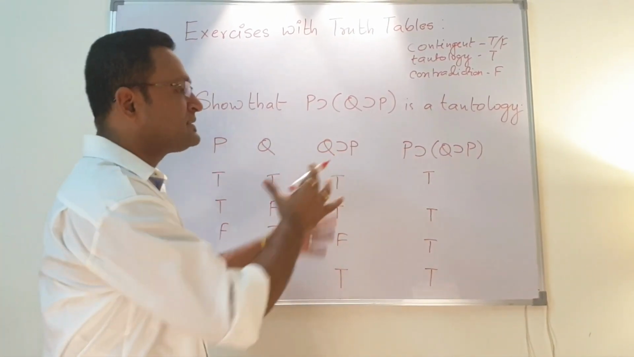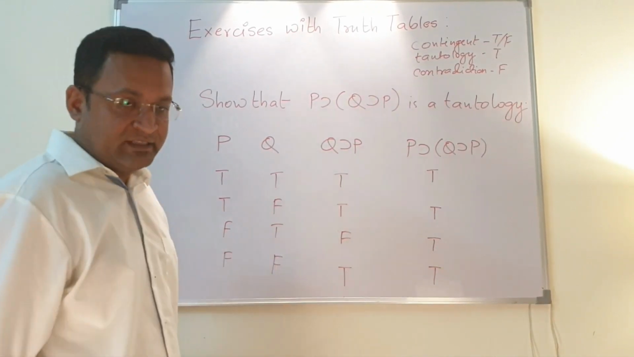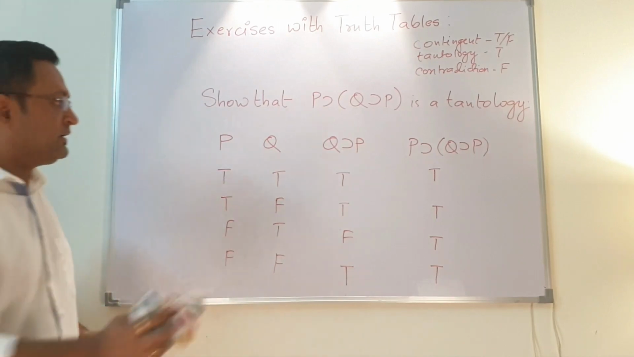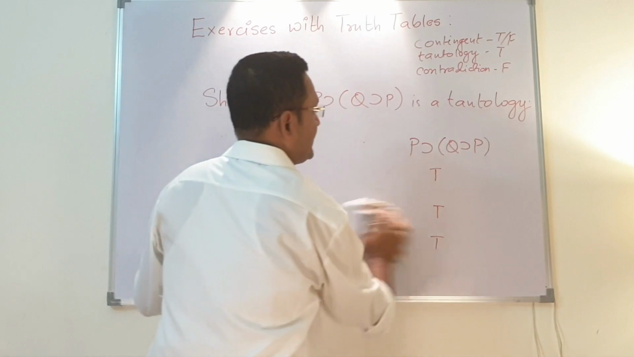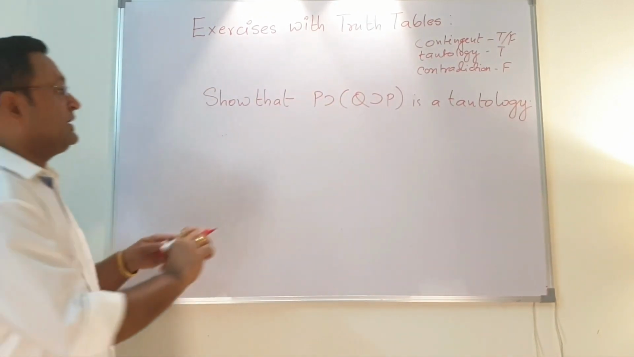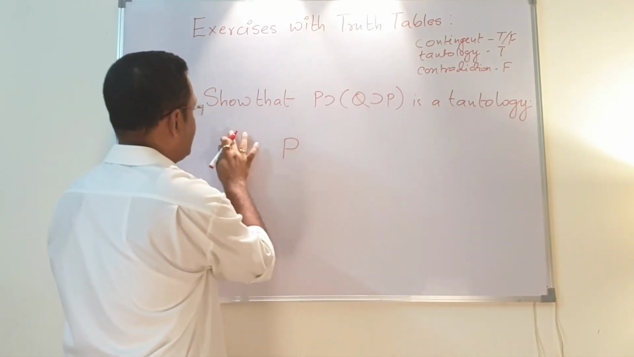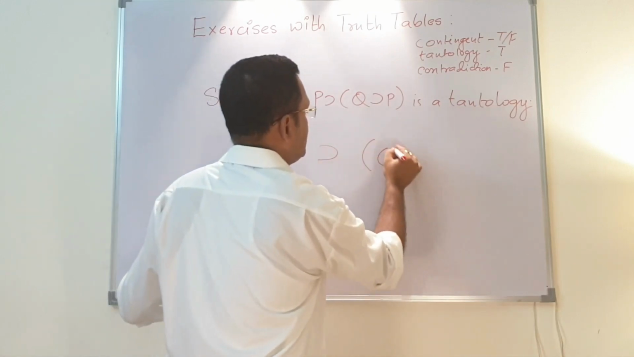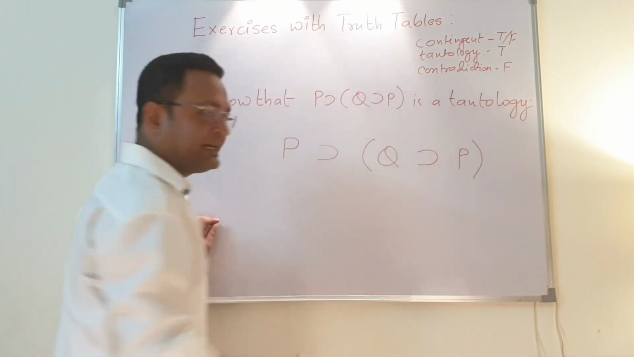So this is how this table is prepared. There can be many ways of solving these types of questions. People also solve it in another fashion. Let me give you an example. Suppose we draw a truth table like this. I make it a little bit spacious, and write P implies Q implies P. Now I make it like this.